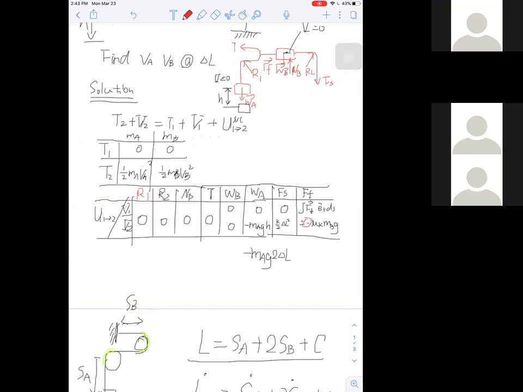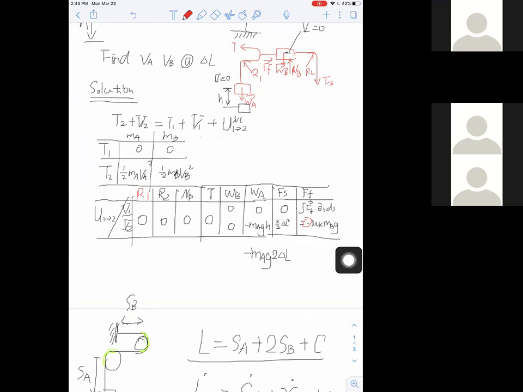Dr. L, would it be different if the friction force was to the left? No, it doesn't matter the direction of the friction force, the work done by the friction force will always be negative. And same thing for the spring force. It doesn't matter the direction of the spring force, the work done by the spring force is always positive. Okay.